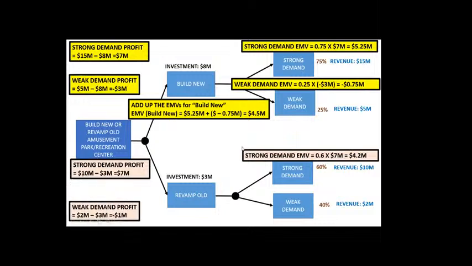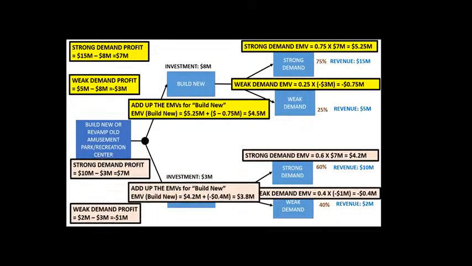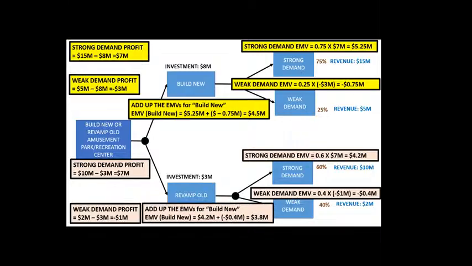For revamp, you got 4.2 and 0.4 and 3.8. Bravo. Build new. Fantastic. So I expect you guys to be able to just have fun with this stuff when you find it on the exam.